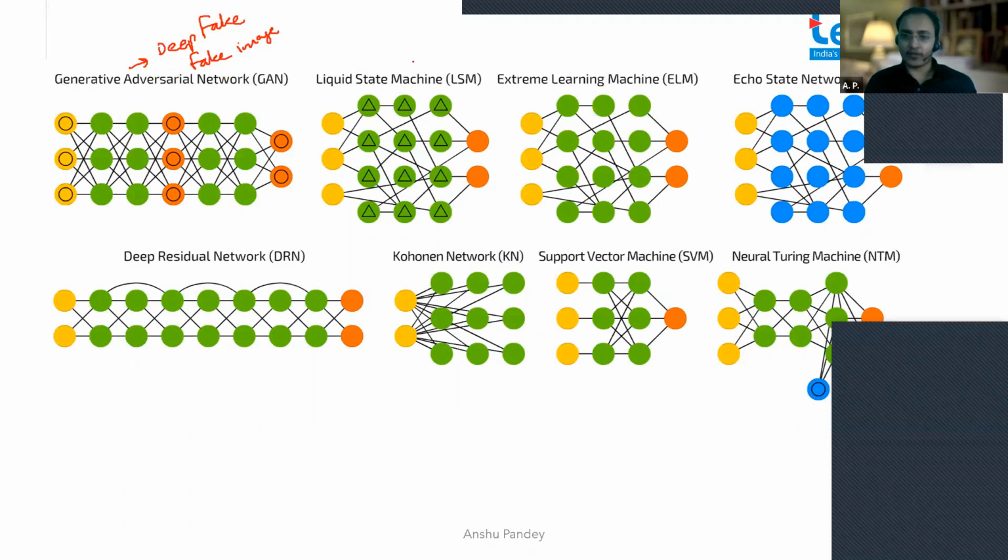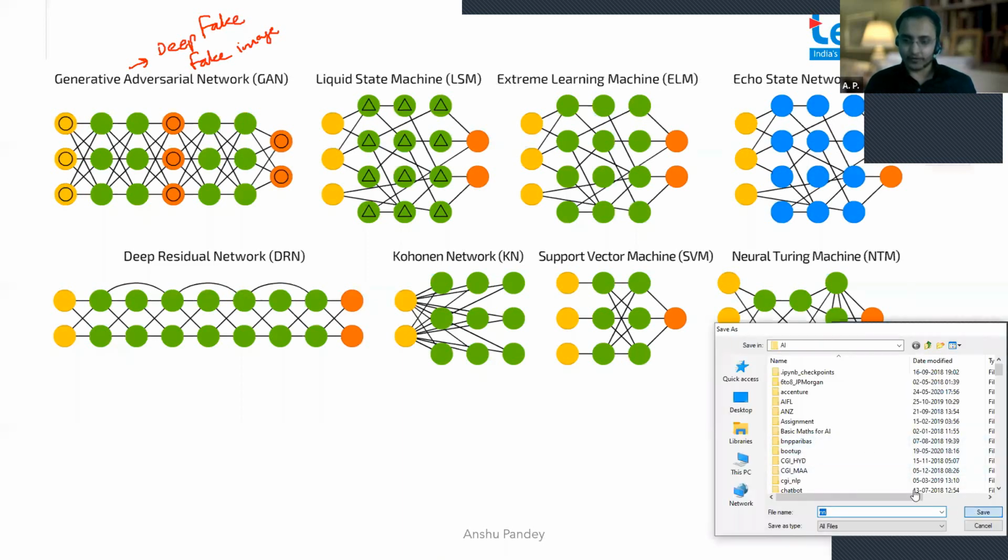Others include liquid state machines, ELM models, echo state machines. These are other networks widely used for pattern identification, system modeling. These are a few applications of this, right? But not very, very popular, I would say, in terms of commercial application development, right? So yeah, that's the idea so far. I hope you're good.